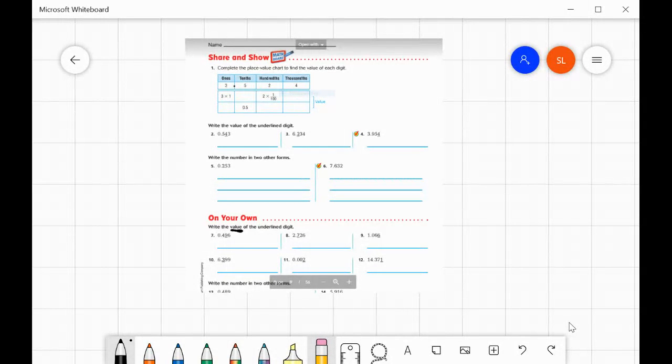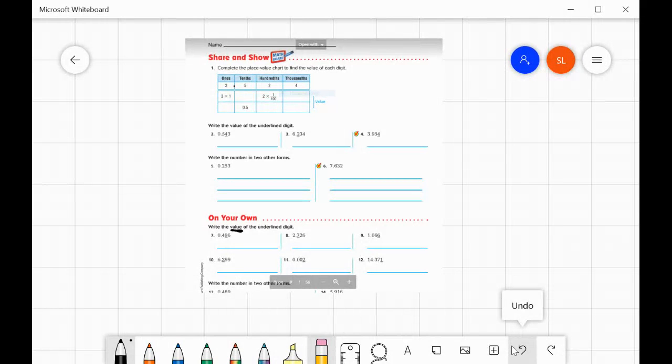So if you will look at the first number 1, it says compare the place value chart to find the value of each digit. So you're going to look at the number 3 and 524 thousandths, so 3.524, and you're going to fill in the chart with the value of those digits. Then for 2 through 4, you're going to write the value of the underlined digit. So here we have the 4 in the second column past the decimal. So you need to write down what that 4 is worth.